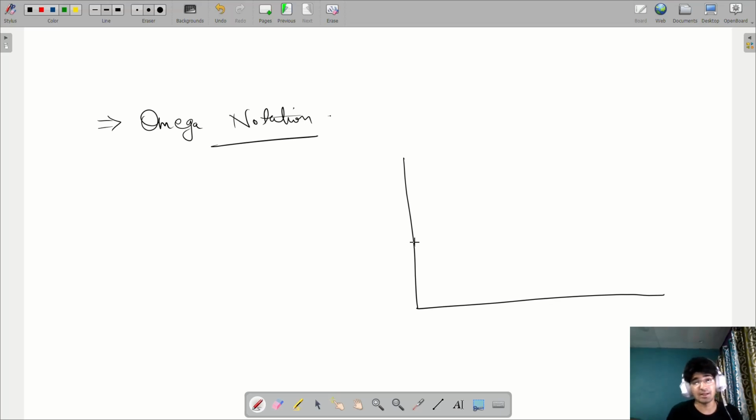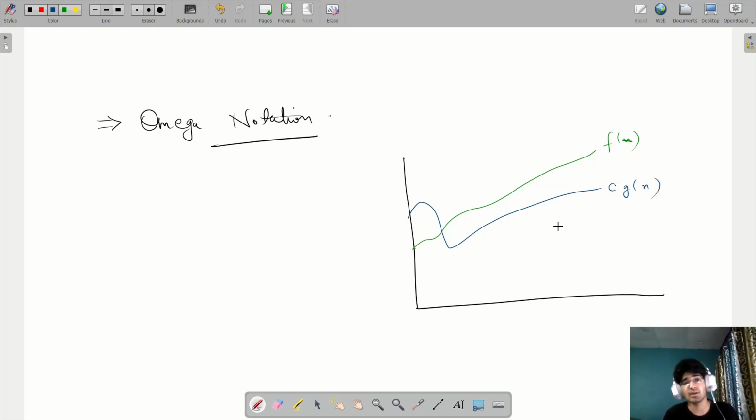We generally take that. So let's say I have a function going like this. This is my main function. In this particular case, what I will be taking is the lower bound, c g(n). This is the lower bound that I'm going to take. So this means at larger values of n, the lower bound is g(n).